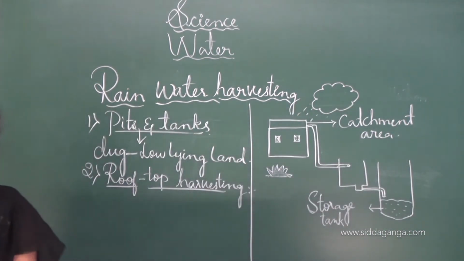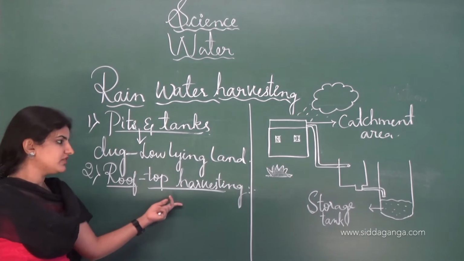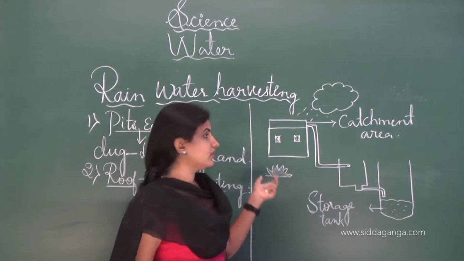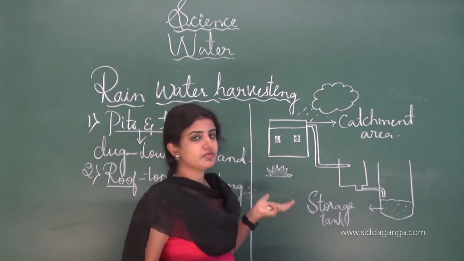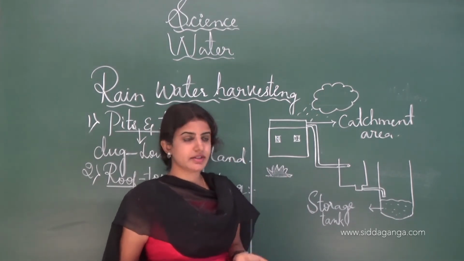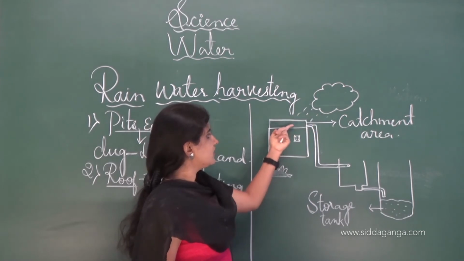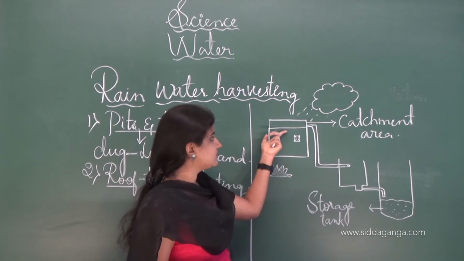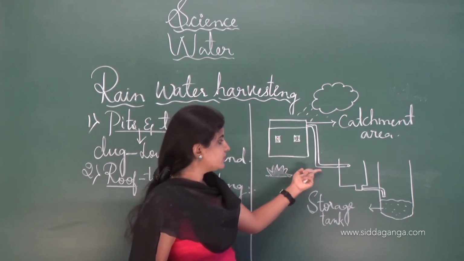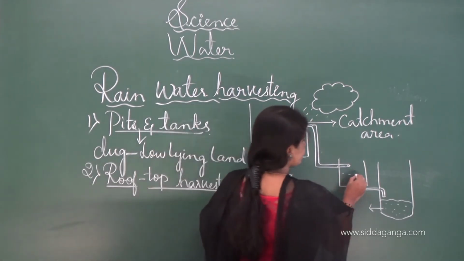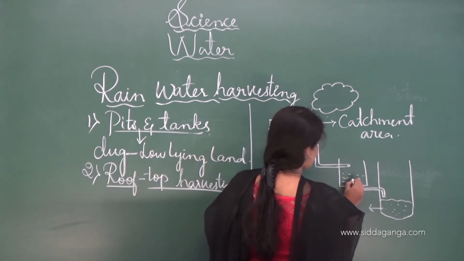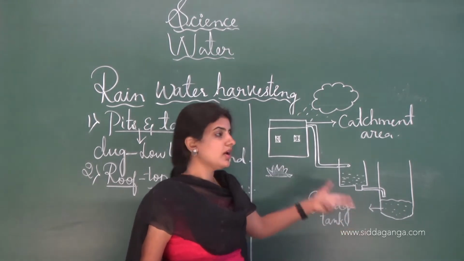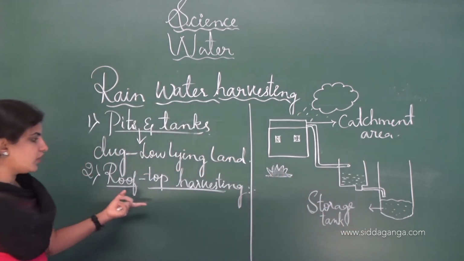Roughly I will draw the diagram where we will see rooftop harvesting. This is the house where the roof will be present. At the top of the roof, the water will be collected. When the rain falls, the roof will act as a collecting agent. Through the continuous passage of the pipe, the water will be stored in this tank, and later it passes to the storage tank. And this is all about rooftop harvesting.